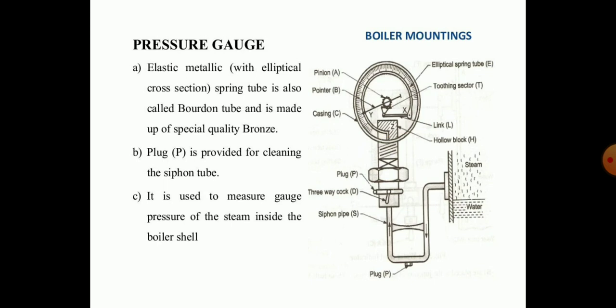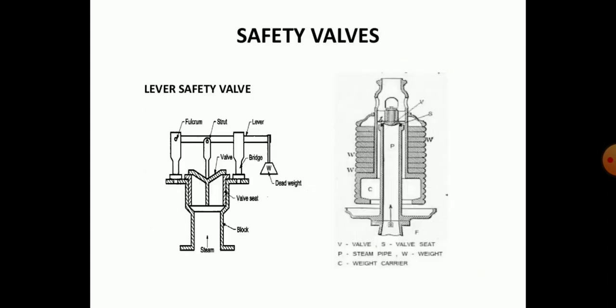The pressure gauges are important parts of the boiler, which show the pressure of the steam generated in the container. They are made by a mechanical arrangement, an elastic, metallic or electrical cross-section spiral tube. It is also called the Bourdon pressure tube, and is made of special quality bronze material. The plug is provided for cleaning of the tube, and it is used to measure the gauge pressure of the steam inside the boiler shell. As we know, the steam generated is collected in the shell, and if the pressure of the steam is beyond the limit, then it will cause heavy damage and accidents over the long area covered by the industry.